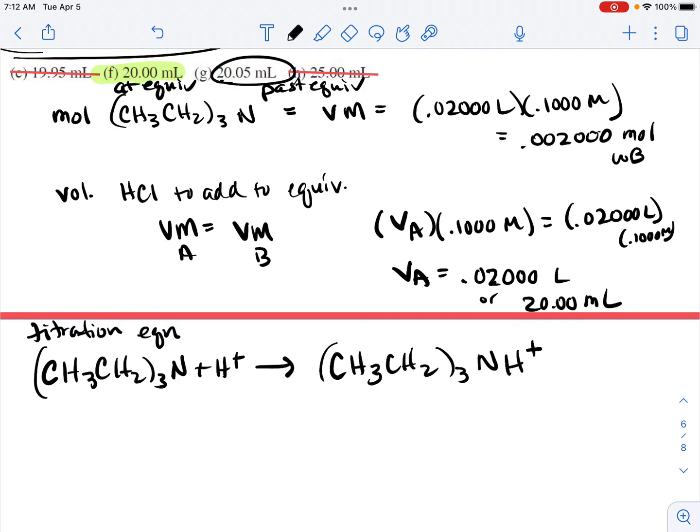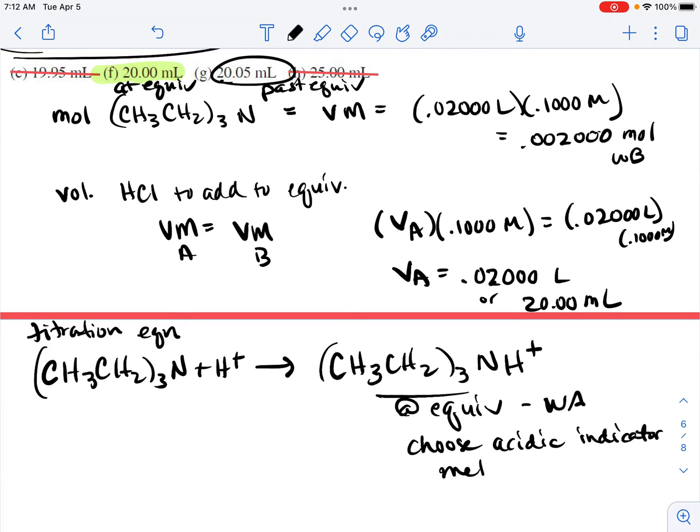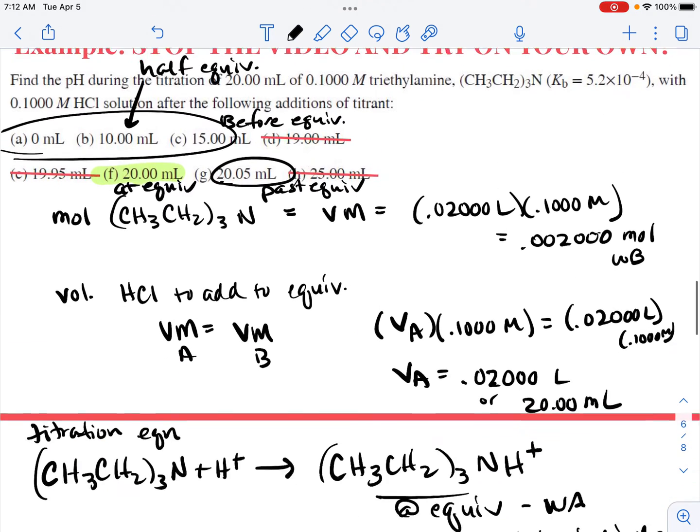And so I can see that at equivalence, I would have my weak acid produced, and the weak base isn't going to be there. And so I would have to worry about that. This means that I'm going to choose an indicator that changes in an acidic pH, like perhaps methyl red is a good choice. So things like that I can come up with from that basic information.